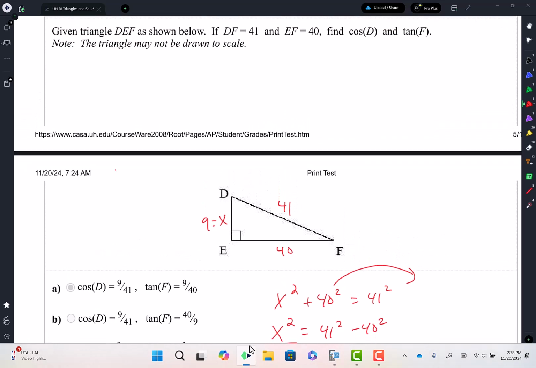Write SOHCAHTOA. By now, hopefully this is super easy because you've seen it in physics and we did it in pre-calc. It says cosine of D. So go to D. Cosine is adjacent over hypotenuse. What's the adjacent? 9 over 41. Okay, we got that one out of the way. Now it says tan F, so go to F. Exaggerate the angle. So there it is, F. Tangent is what over what? What's opposite? What's adjacent? There you go. Look for those answers.